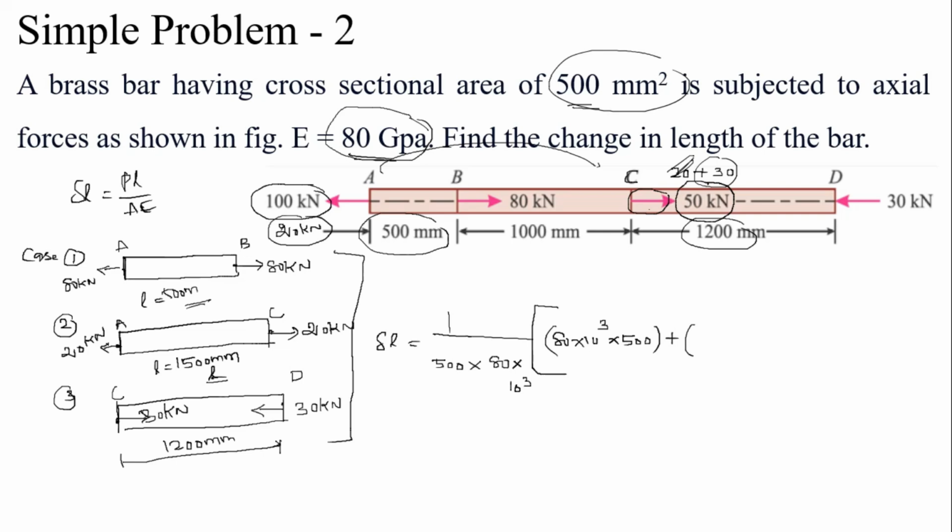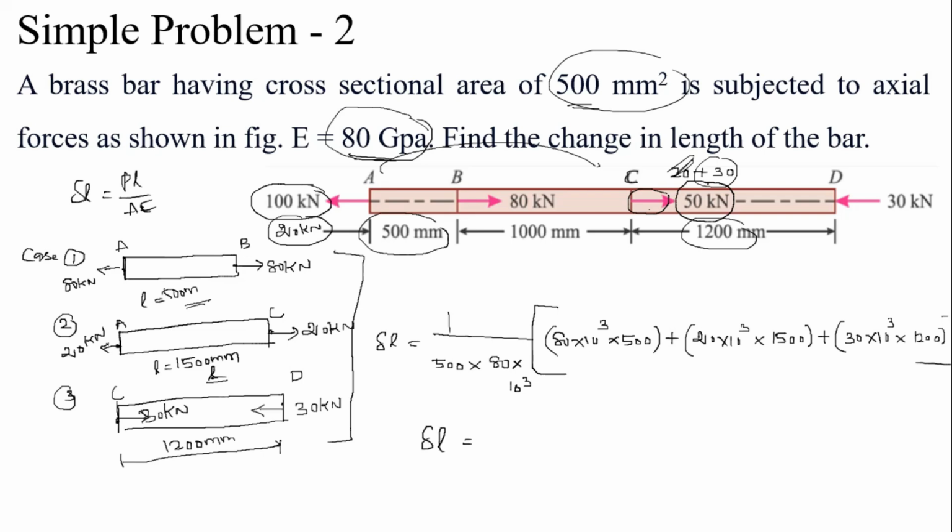The second one is 20 kilonewton, so 20 into 10 to the power of 3 into L, which is equal to 1500. The last one, the third category, is 30 kilonewton. So 30 into 10 to the power of 3 into 1200. Simplify this and we will get del L.